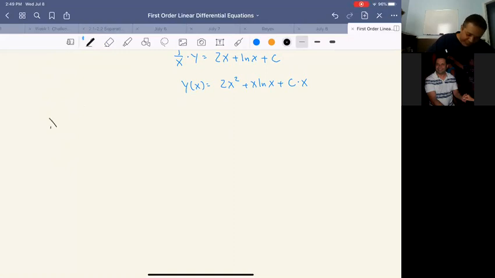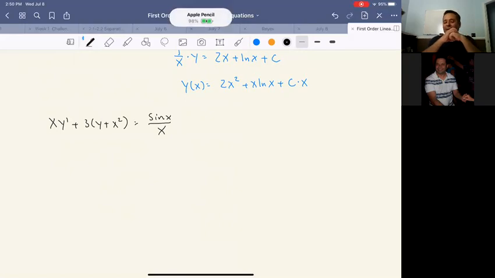Let's do xy prime plus 3y plus x squared equals sine x over x. Okay, so now if you want to check yourself, you can pause the video right now and give yourself an attempt to solve it, and then see. I'm going to give myself like 2 seconds. 1, 2, and I'm going to solve it.